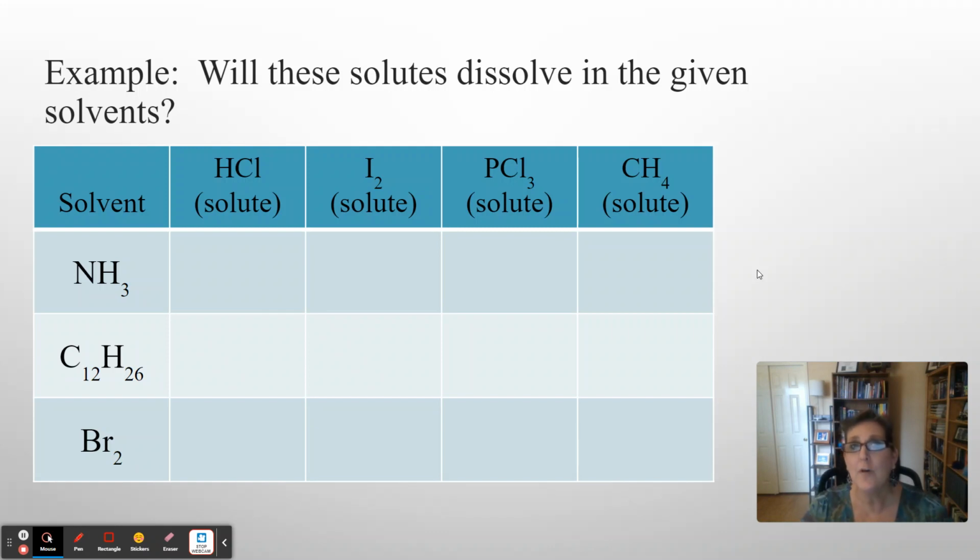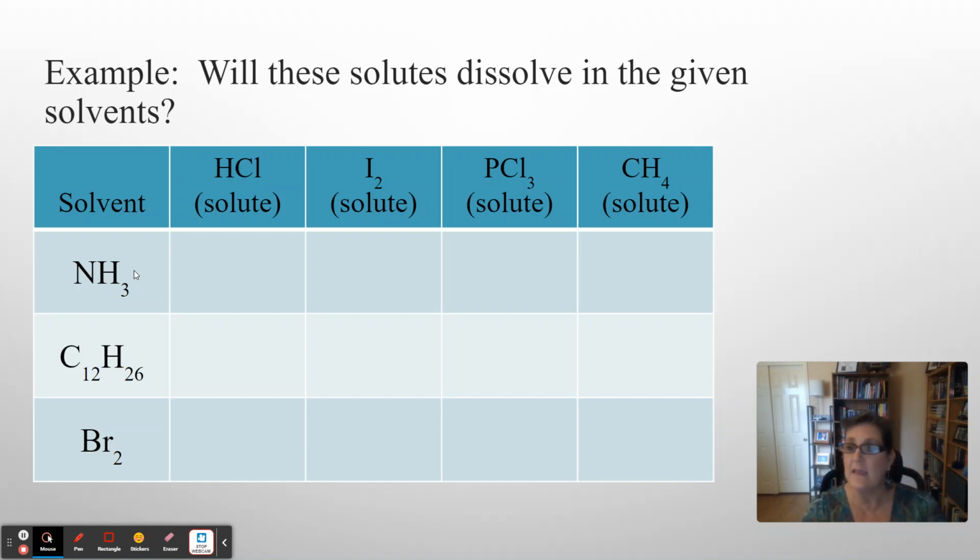So I have another question about "like dissolves like," which again means that polar mixes with polar, nonpolar will mix with nonpolar, but polar and nonpolar will not mix. So here we go. The question is, will these solutes dissolve in the given solvent? We're going to go across the ammonia row first. So ammonia, NH3, is going to be our solvent.